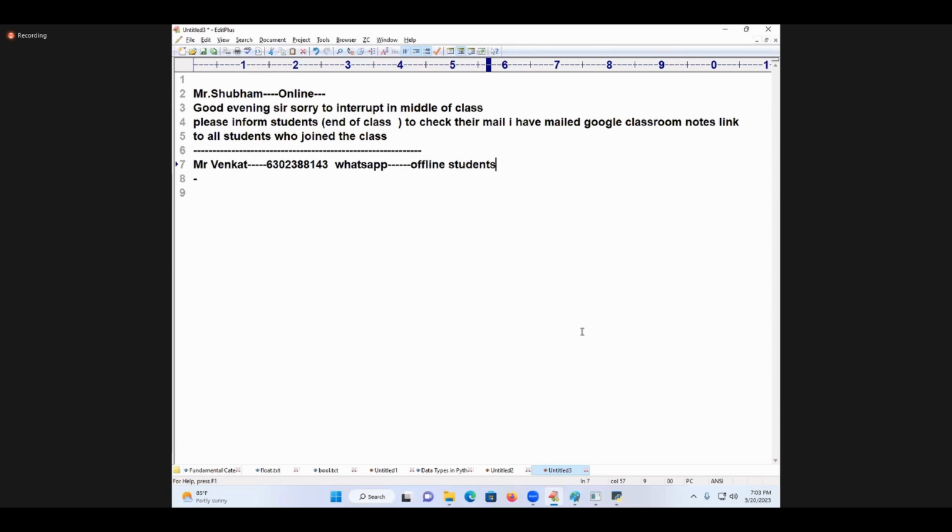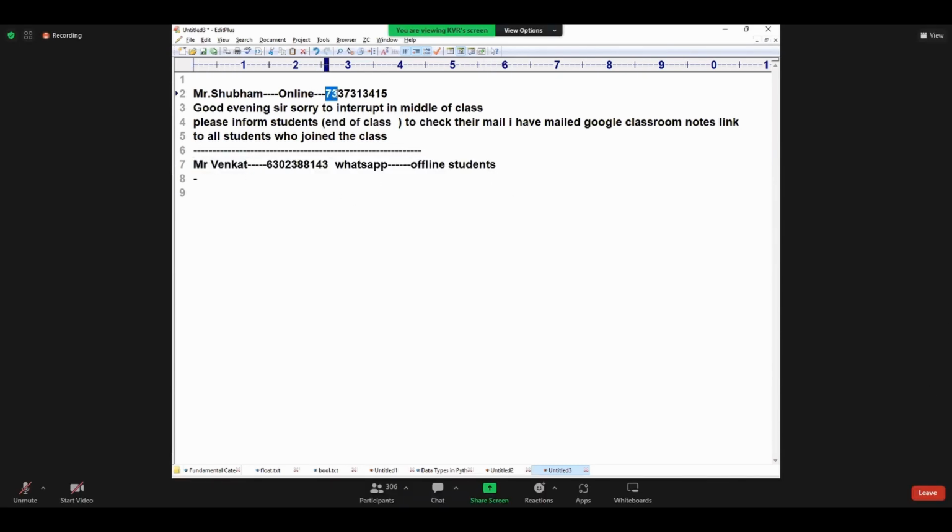So our online admin also has given his number, students. Please take his number. Mr. Shubham is one more online admin. Offline people contacting online, online people contacting offline, syntax error will come, name error will come. They won't give you those things. Offline students contact Mr. Venkat. Online students contact Mr. Shubham. These are the two dedicated people. Please contact and don't irritate them.